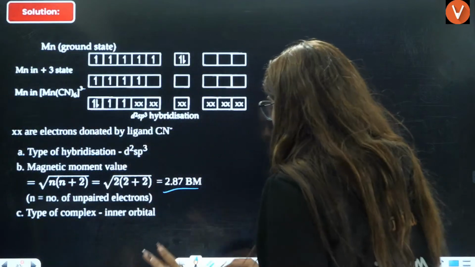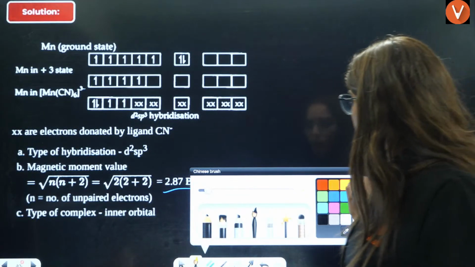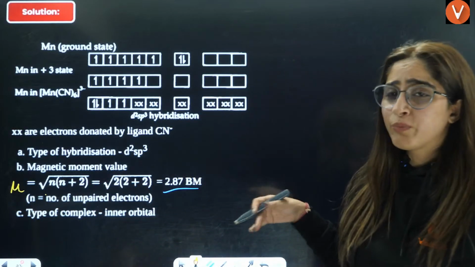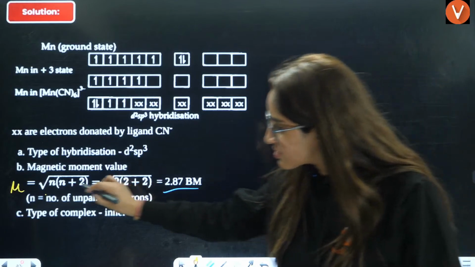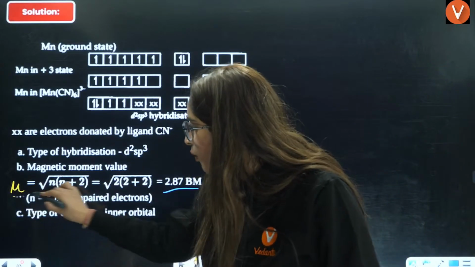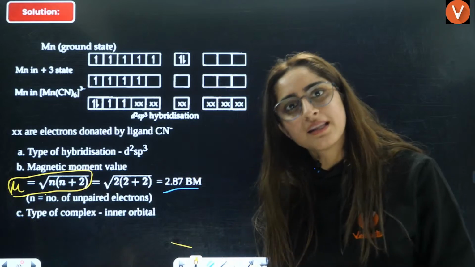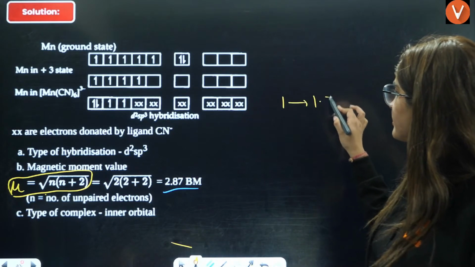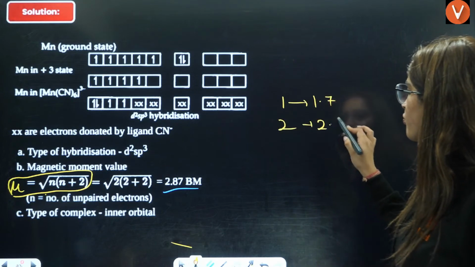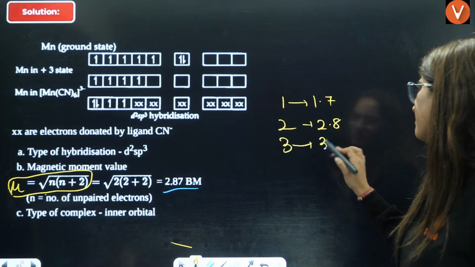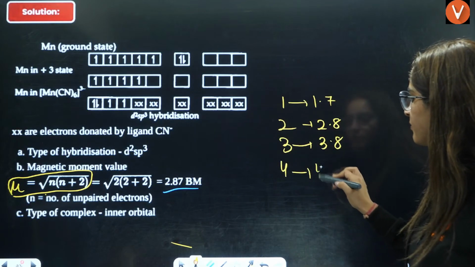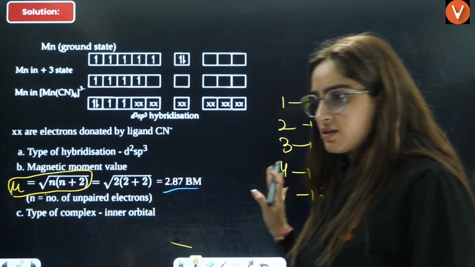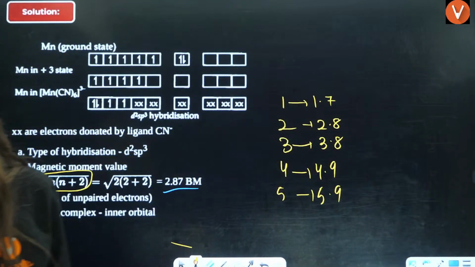So directly, beta, you can apply this formula also, that is mu is equal to under root n(n+2). You can put in the value and solve this, but I would say just write this formula in the exam for the examiner, so that they know you know the formula. After that, if it is 1 unpaired electron, it will be 1.7. 2 unpaired means 2.8. 3 unpaired means about 3.8. 4 unpaired means 4.9. 5 unpaired means 5.9. Okay? This much it is going to be.